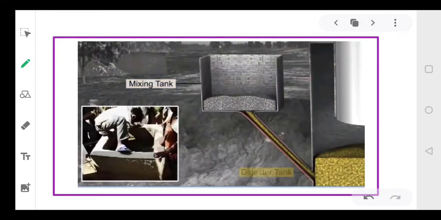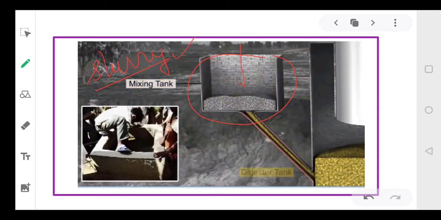Now coming to the first, in the mixing tank, what is done? The gobar and water is mixed. So slurry is prepared and fed into the mixing tank. What happens first in your mixing tank? We add the cow dung and we add the water, and this mixture of cow dung and water is called the slurry.